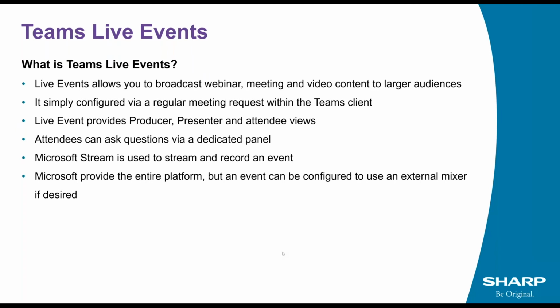Now, a live event provides producer, presenter, and attendee views and roles. So the producer would be used to ensure the content that's being displayed on the screen currently, to line up additional content from other presenters, to display who's speaking, so they can make sure that everything that's being displayed to the attendees is correct. And that leaves then the presenters, of which you can have multiple, to carry on with what they're doing without having to worry about organising what's on the screen.